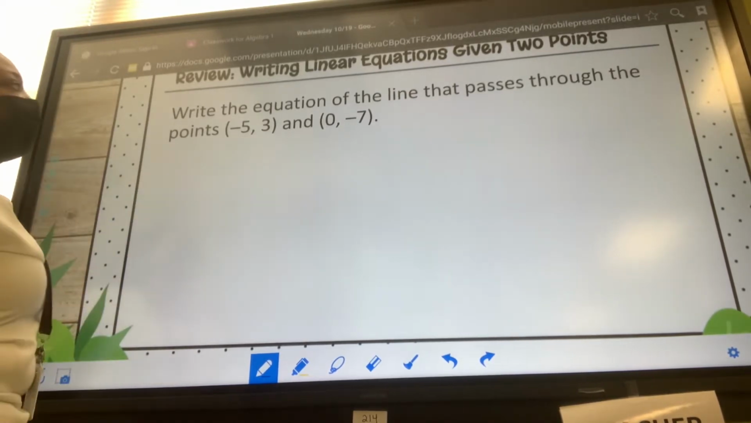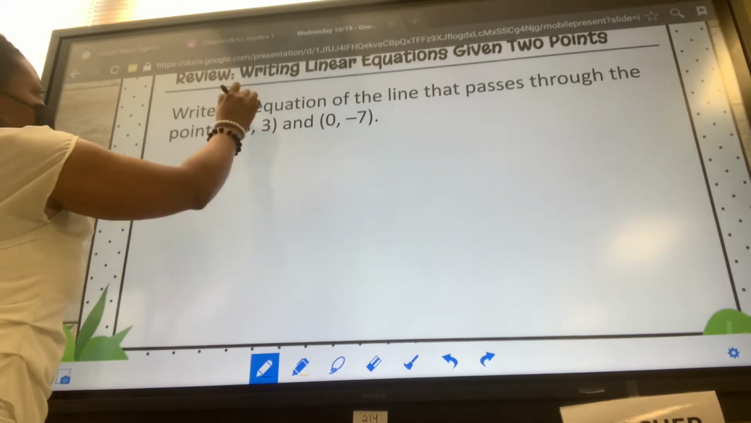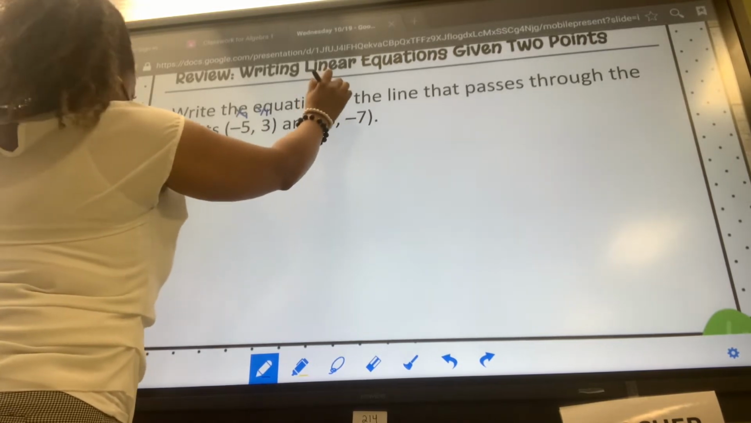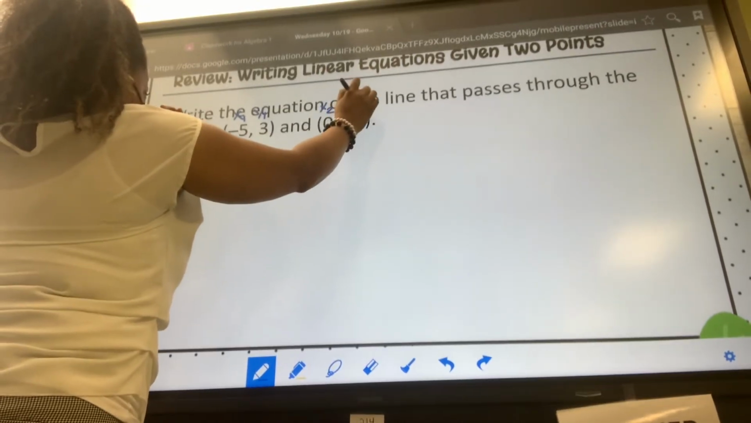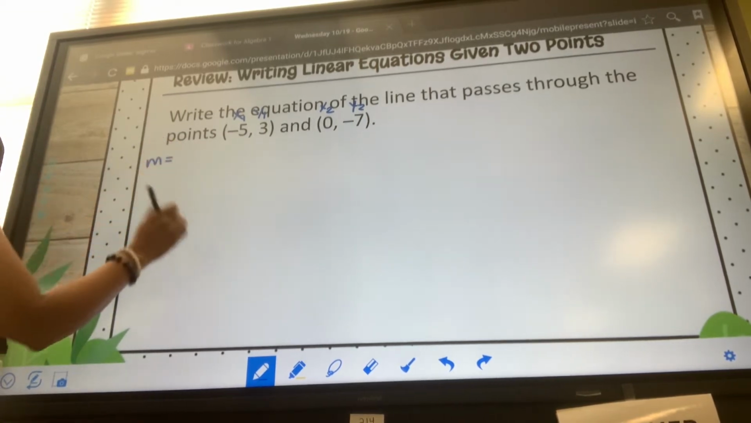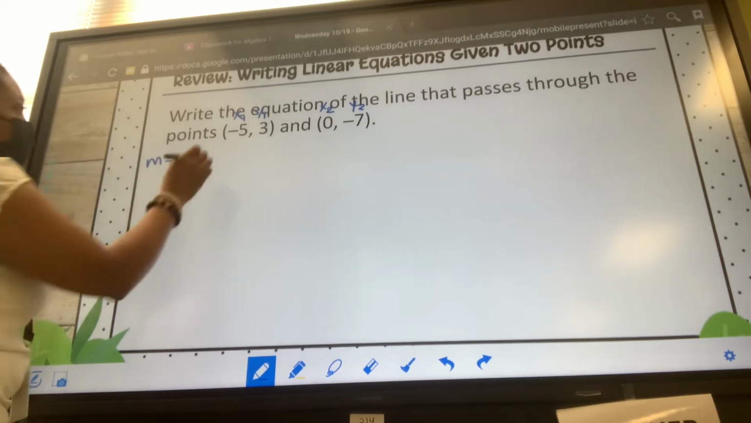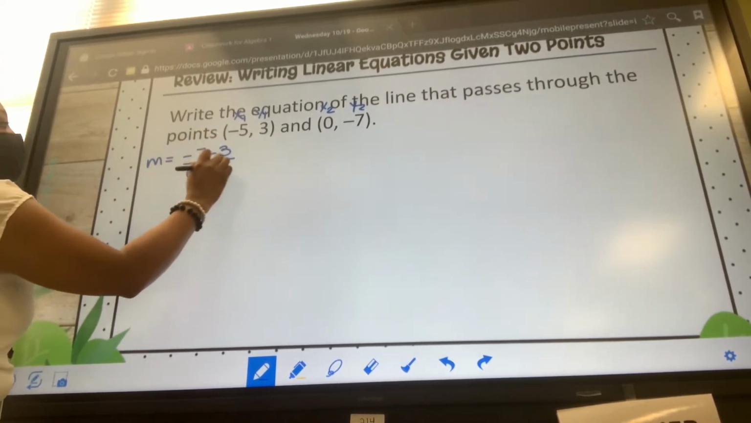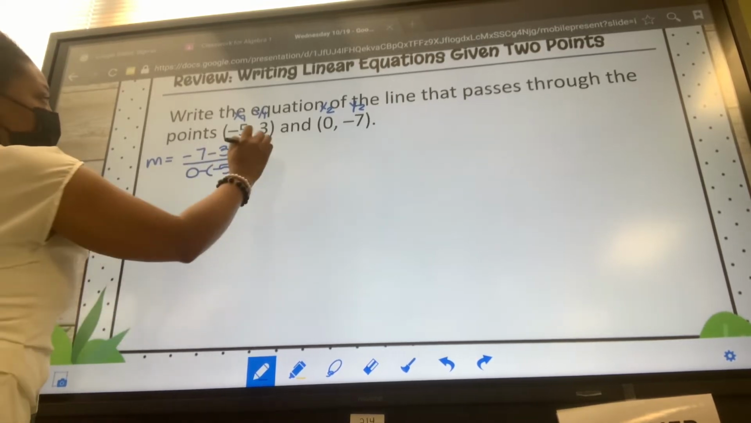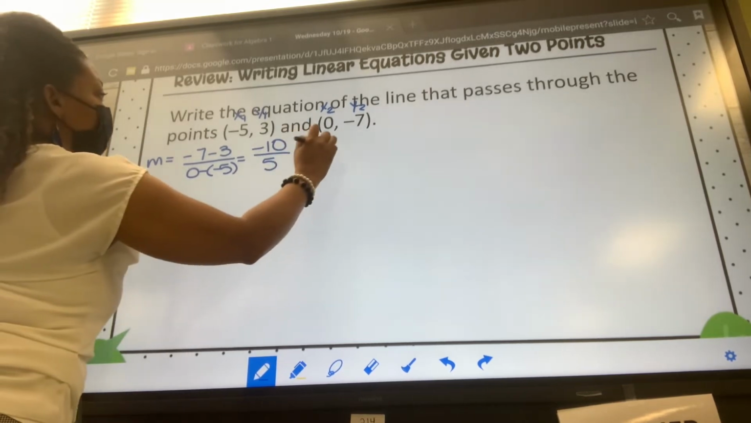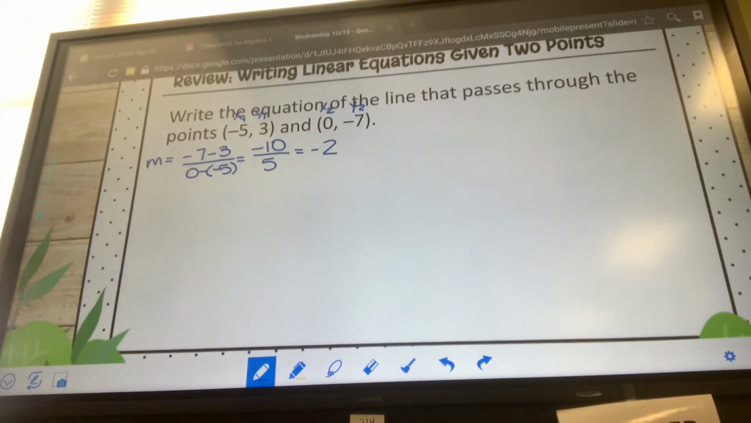So we want the equation of a line that passes through the points (5, -5) and (0, -7). If we have two points, find your slope first. So negative 7 minus negative 5... wait, -7 minus 3 over 0 minus negative 5. That's negative 10 over 5, which equals negative 2. Now that I have 5, you still get negative 2.